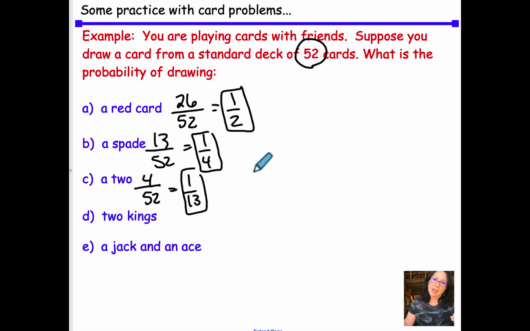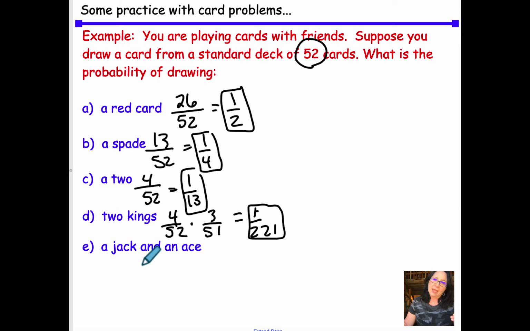Probability of drawing 2 kings. Again, very similar to the spades, but in this case, I'm drawing kings, and there are 4. So the probability of drawing a king is 4 out of 52. But if I keep that card and don't put it back, the next draw that I make is 3 out of 51. So that ends up being, I think, 1 out of 221. I think that ends up to be the reduced value.